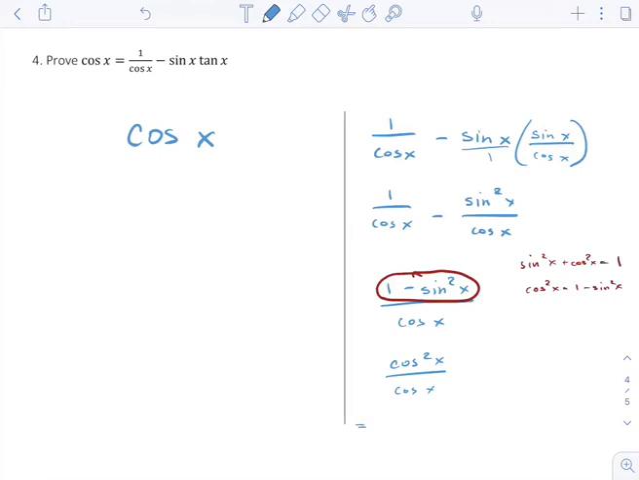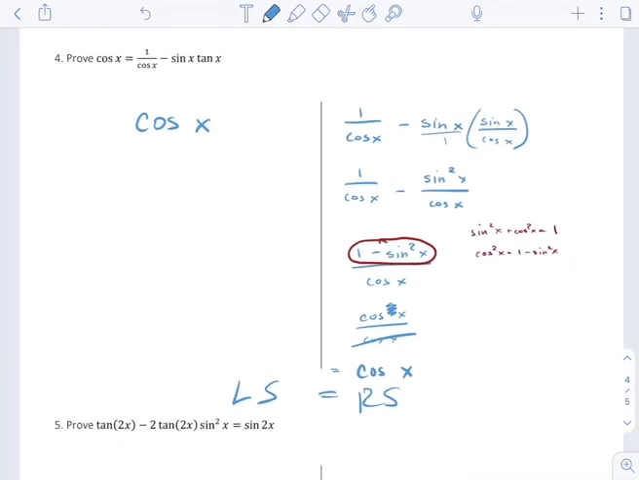And finally, to simplify this, you might say, well, there's 2 coses on the top, 1 on the bottom. So when I cancel them out, I lose 1. I'm left with just cos x. That's the same on the left side and the right side. We've proven that the left side is equal to the right side now. And one more to go.